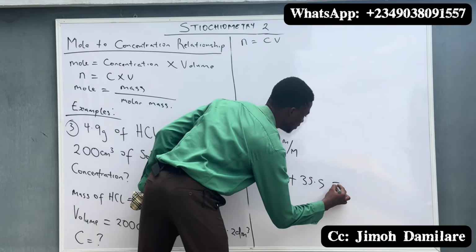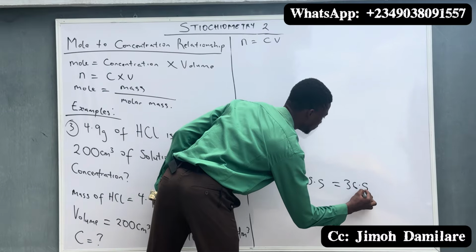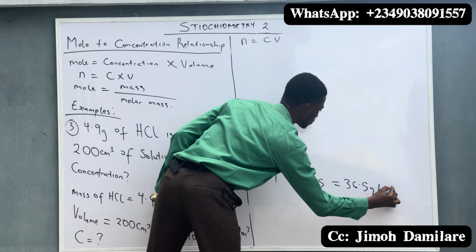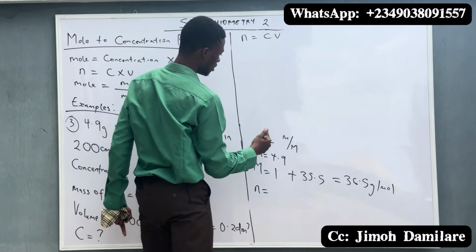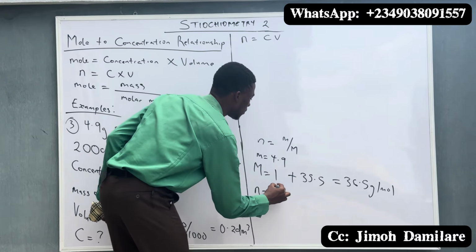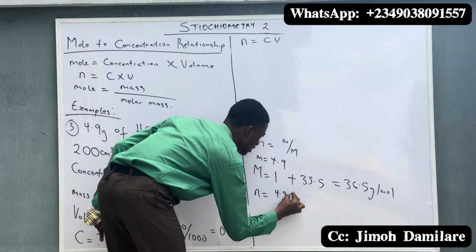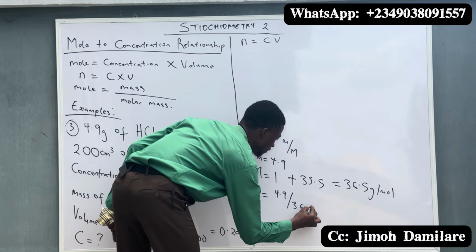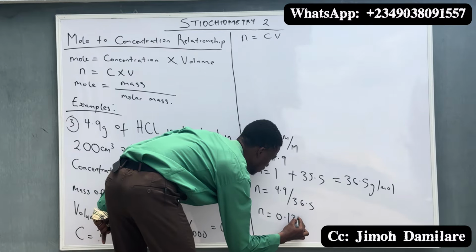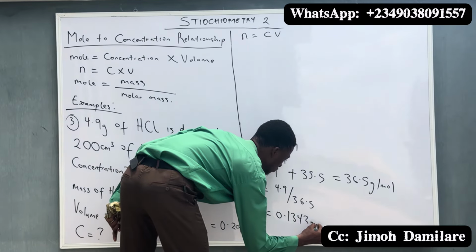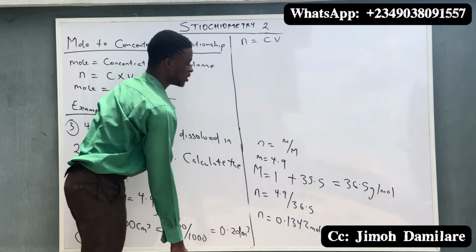So the molar mass will be given as 36.5 gram per mole. So the mole will now be given as, what is our mass? Our mass is 4.9. So we have 4.9 divided by 36.5. So our mole will be given as 0.1342. So this is what you get when you press this in your calculator.